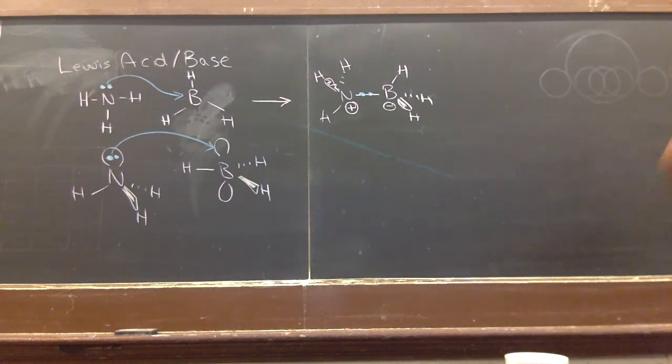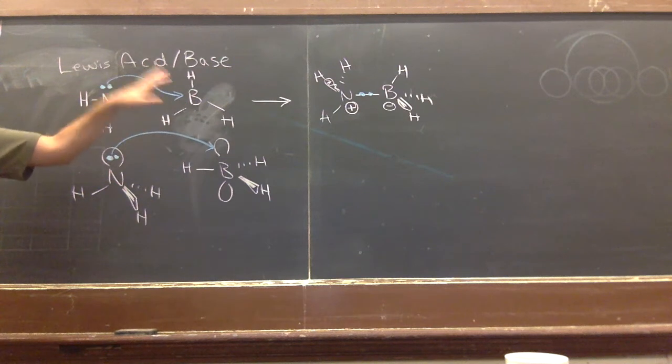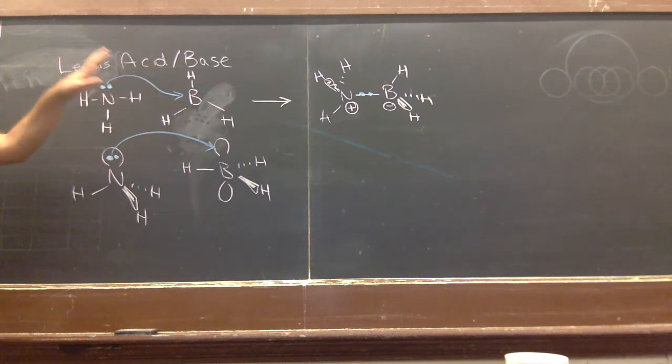So this is perhaps the simplest example of any mechanism, right? It's a single arrow. It's a single electron pair that is moving from the lone pair of the nitrogen to make a bond with the boron. It doesn't get any simpler of a mechanism than that.